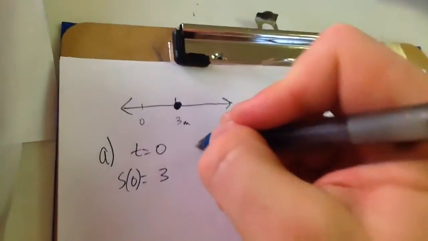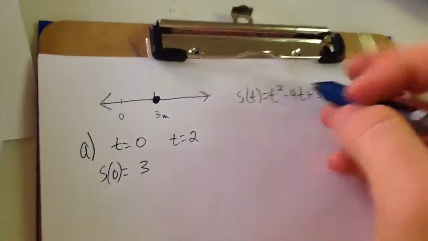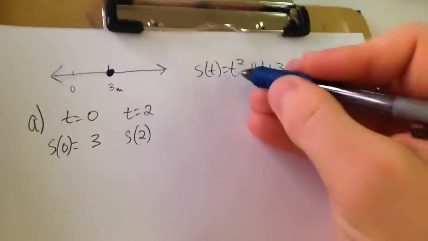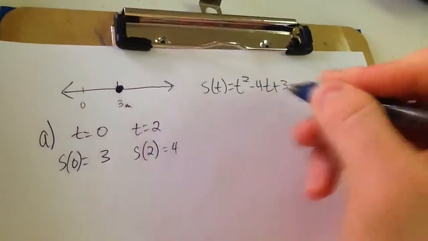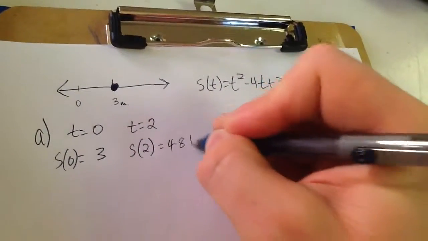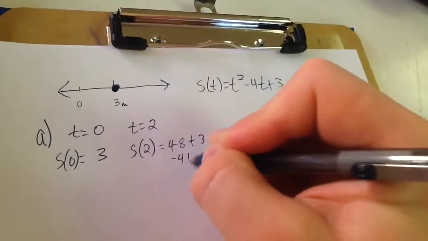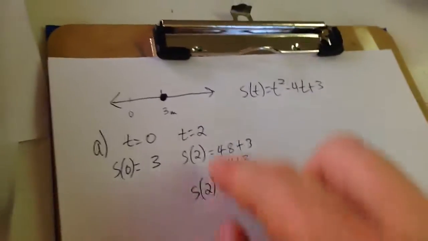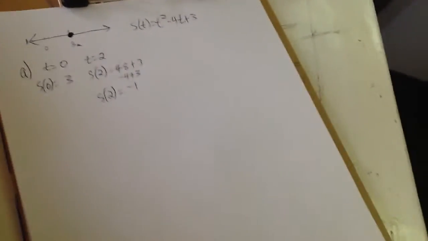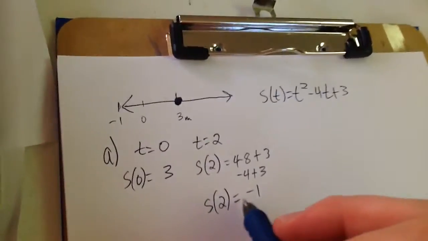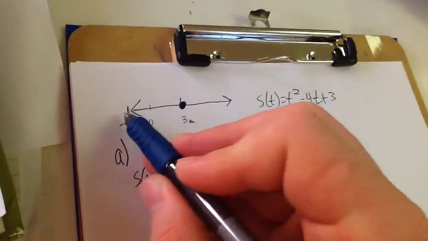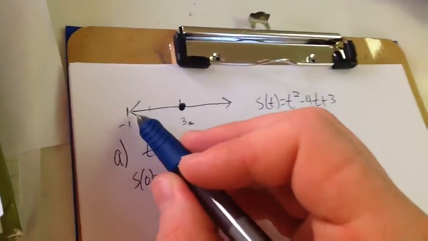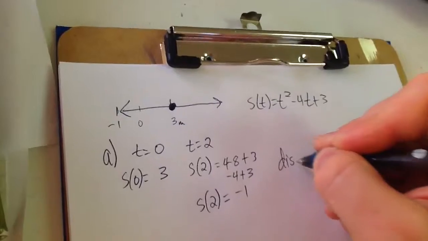And then after 2 seconds, so at 2 seconds, plug in 2 for t, so s of 2, 2 squared is 4, minus 8 plus 3, 4 minus 8 is negative 4, negative 4 plus 3 is negative 1. So after 2 seconds now it's at negative 1, so it's going to be over here. So here at negative 1. So the displacement then is just how far it moved. Well, it moved to the left 4. So that would be, the displacement would be negative 4.